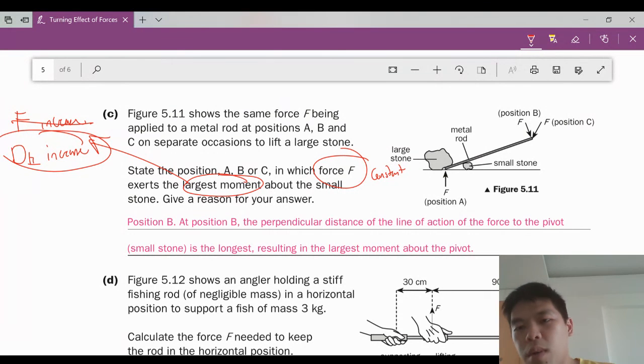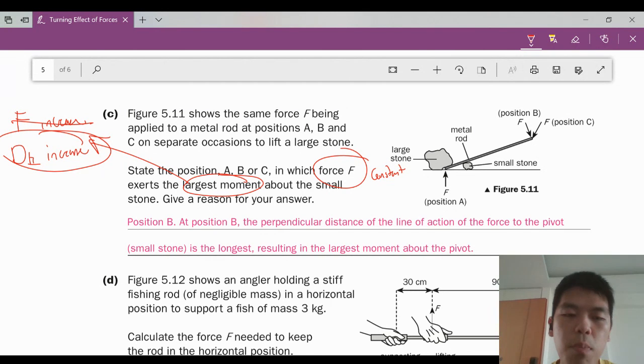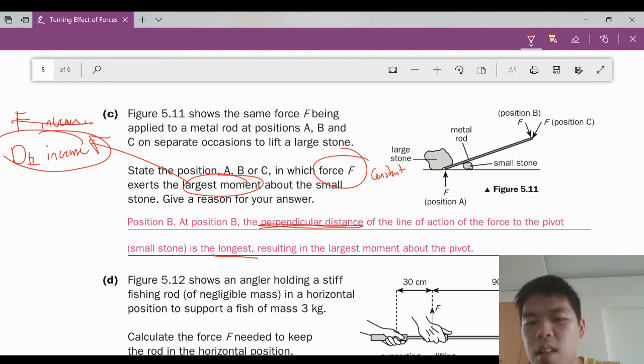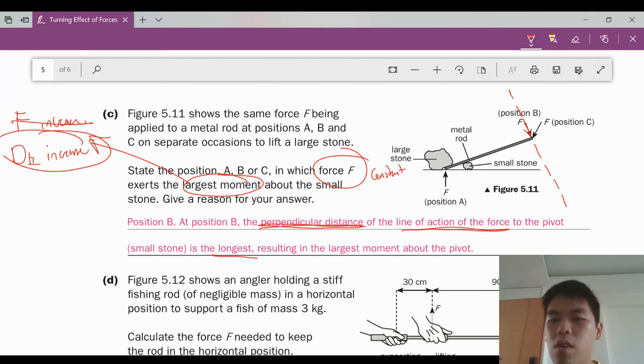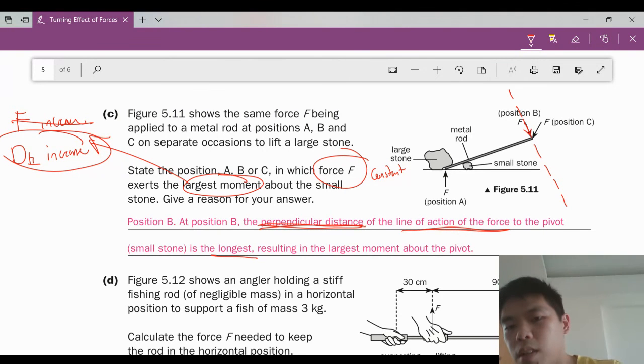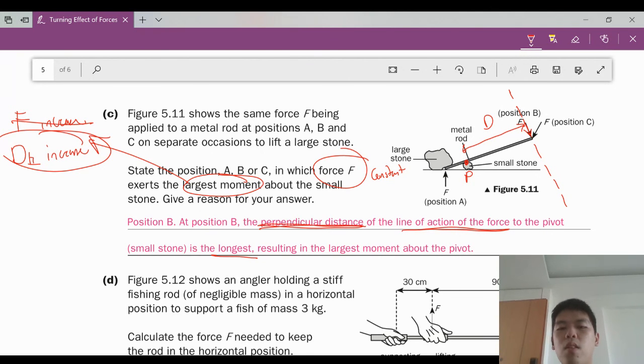So where will the position be? Position B will be better. Why? At position B, the perpendicular distance of the line of action of the force to the pivot is the longer. So we want the perpendicular distance, not just distance, of the line of action of the force. What is line of action? If your force F is like that, the line of action is this dotted line that traces the force to the pivot. From the pivot to here, this is your distance D. This will result in the largest moment about the pivot.